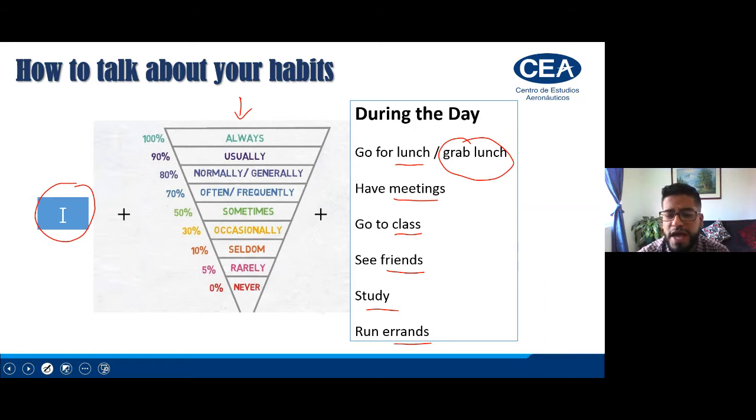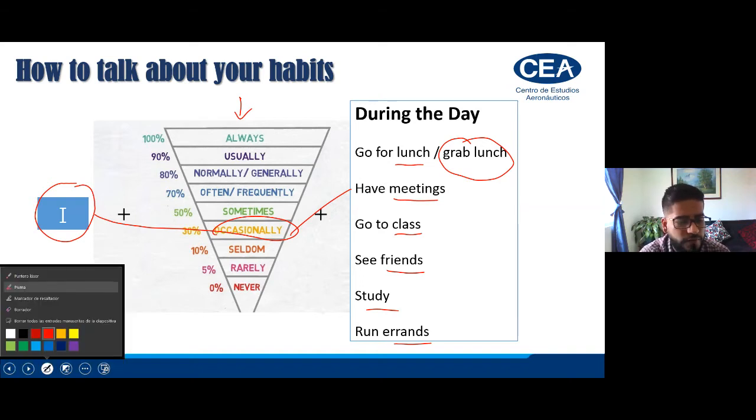The second expression is "have meetings". It's very common, for example, in a job. For some students, they have meetings. For example, in Aeronáutica Civil, I normally have meetings. It's possible that there is one meeting or two meetings during the day, or for some people just one meeting during the week. So you can say, I occasionally have meetings. That means it's not very common, like 30%, no more. So this is one example.